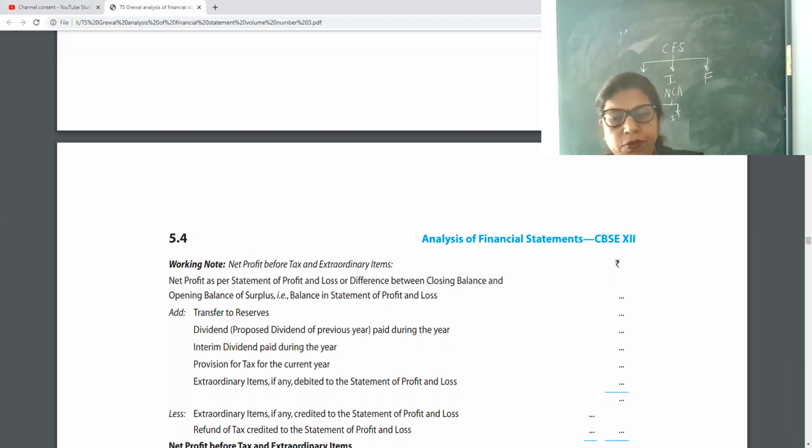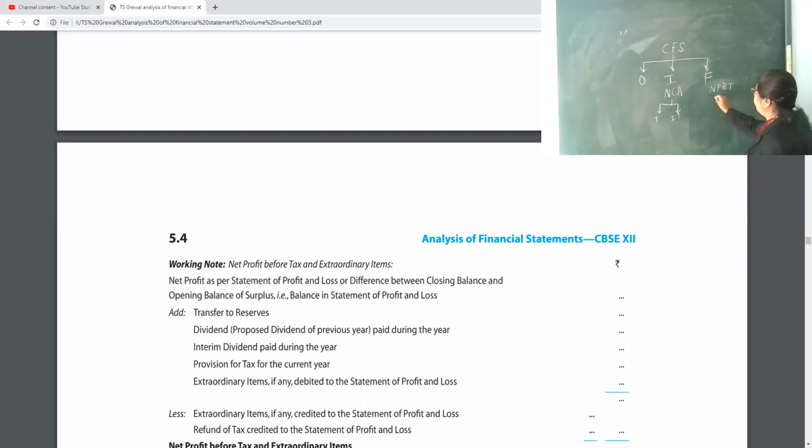So even in cash flow statement, you have to show it through working note. Net profit before tax and extraordinary items, NPBT. See, simple. First, you have to find out net profit as per SOPL, statement of profit and loss, or simply the difference between closing and opening balance of surplus. So how to calculate NPBT? Yes, simple way.